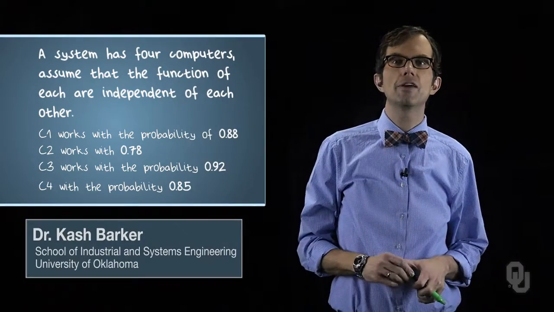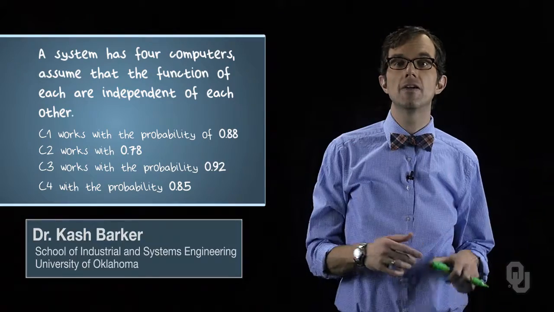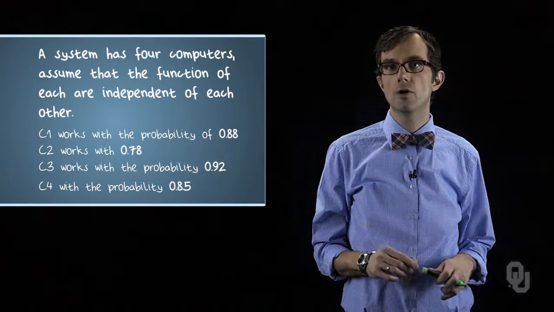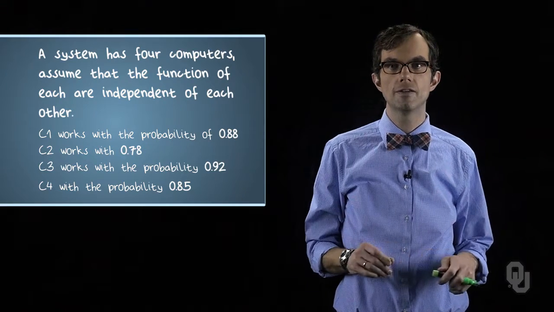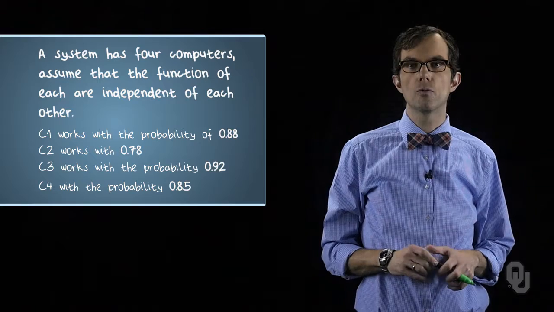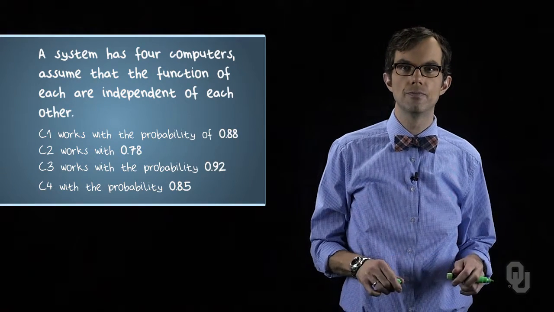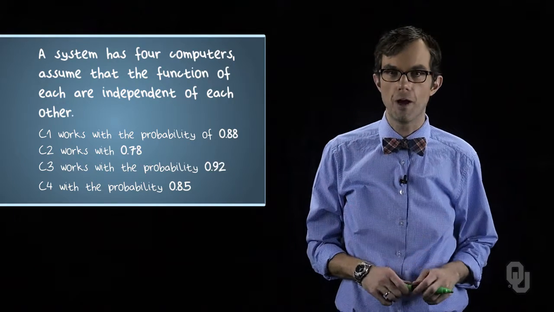Let's say that a system has 4 computers, assuming that the function of each computer is independent of each other. Computer 1 works with probability 0.88, computer 2 works with probability 0.78, computer 3 with probability 0.92, and computer 4 works with probability 0.85. What's the probability that the system works only when all 4 computers operate?